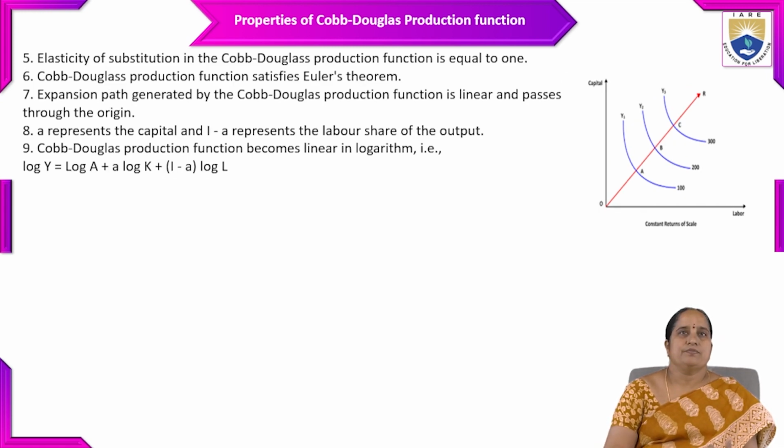The elasticity of substitution in the Cobb-Douglas production function is equal to 1. The Cobb-Douglas production function satisfies Euler's theorem, and the expansion path generated by it is linear and passes through the origin. The constant α represents the capital share and 1 minus α represents the labor share of the output. The Cobb-Douglas production function becomes linear in logarithm, that is, log Y = log A + α log K + (1 minus α) log L.